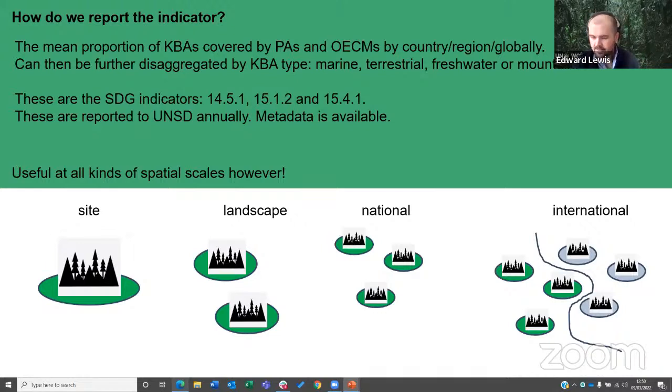And then this last point here is just to point out that these indicators definitely shouldn't be relegated simply to national reporting and global reporting. There is a lot of value, I think, in looking at it at even a site scale, an individual key biodiversity area or a single protected area, looking at how much is protected and where. At a landscape scale, thinking about supranational landscape planning. Of course, the national level is the obvious scale at which to report it, but then also internationally, thinking about transboundary protection. There's a lot of value in this indicator and also how it can be used. So I fully encourage thinking about it through those lenses too.